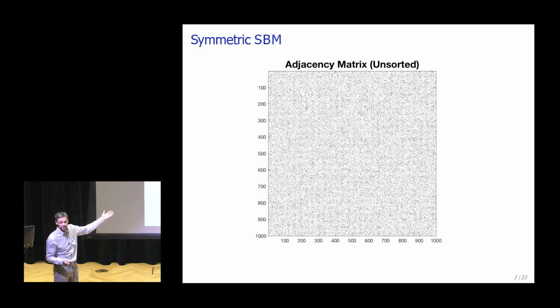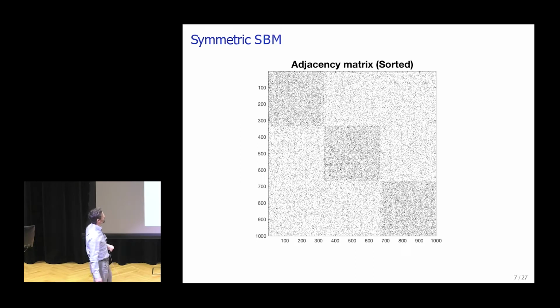I'll tell you there's 3 clusters here, and your job is to sort the rows and columns. I'll save you the time. And so here we have a 3 community stochastic block model.